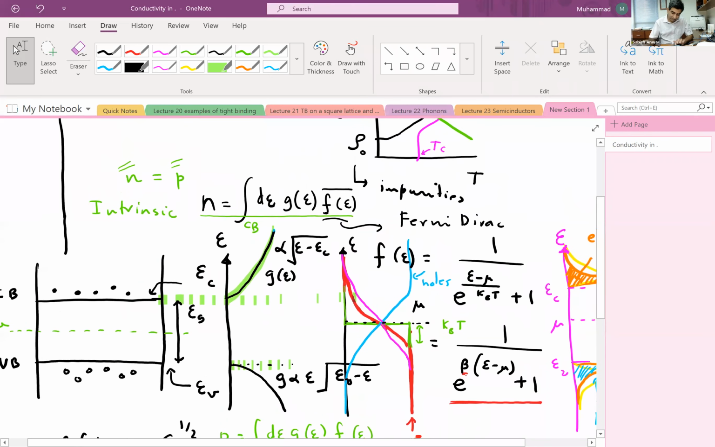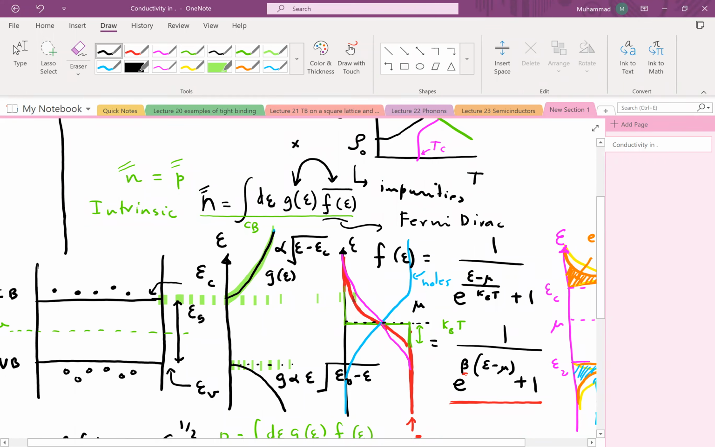Because we want to compute the number density, and we need to multiply GE with FE, right? So here there's a multiplication. If you want to find the total number of something, you look at how many states are available per unit area, which is the density of states, and what's the probability of occupancy of those states. And then you multiply the two, and then you integrate over the energies. That's how you get the total concentration of electrons per unit volume. Got it? Yes sir, got it.